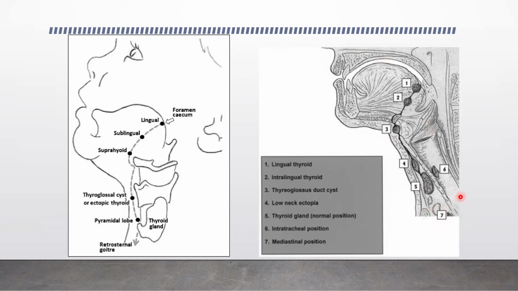Those are some of the anomalies of your thyroid gland in terms of being ectopic. So lingual thyroid gland, intralingual. You can have a fistula or a cyst of the thyroglossal duct. Then a low neck ectopia. You can have a normal thyroid gland in its normal position, just in front of the trachea. Then you can have an intratracheal position. Then you can have it migrating downwards more, it descends more, and finds itself in the mediastinal position.